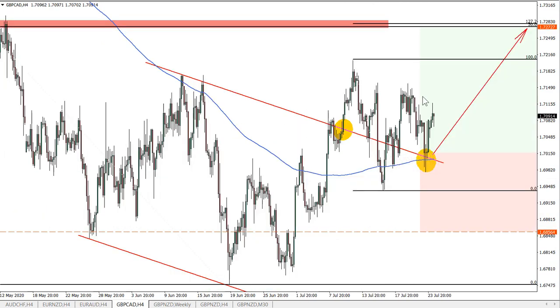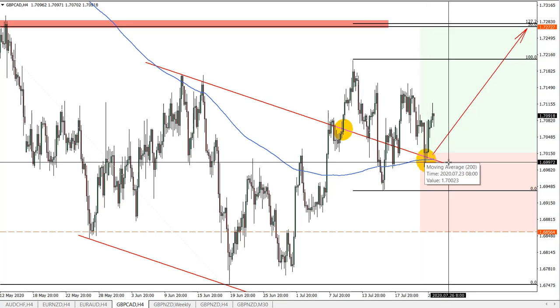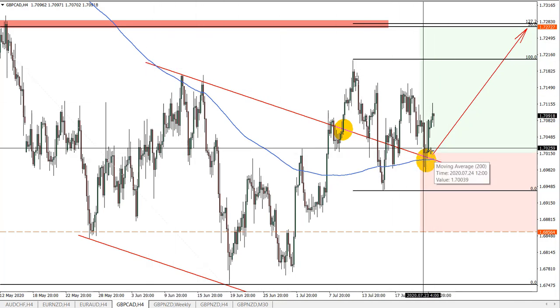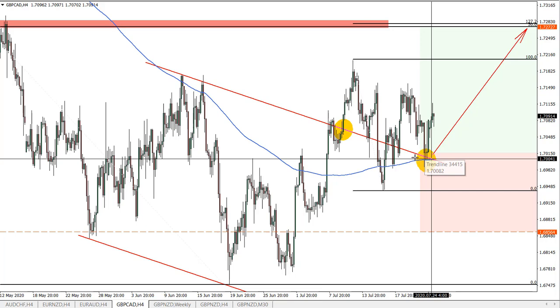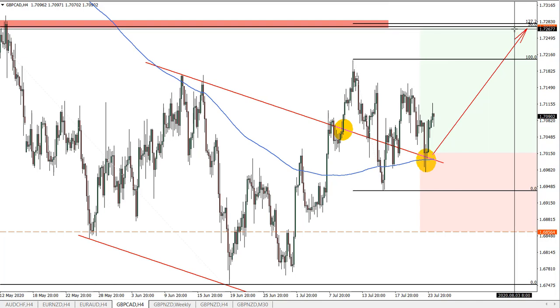Pound Canadian, this is the idea from yesterday where we suggested the opportunity at this 1.7000 psychological support, which also corresponds to the channel upper trend line and the moving average. So this was the ideal entry, and as we expected, price is moving to the upside.